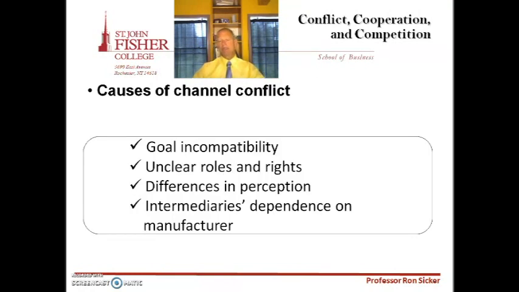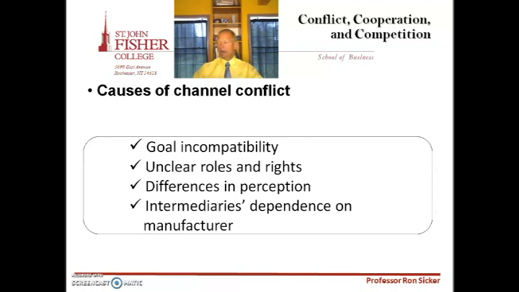So the cause of channel conflict is usually goal incompatibility. Someone wants to make more money than the other, or someone says, listen, I can take a lower margin and I'll sell more. Then there are unclear rights. And that's why Budweiser is extremely clear about what a distributor can and cannot do, and if you don't adhere to what they're doing, they will pull it. Differences in perception: who's doing what, who's supposed to do what. And then finally, dependence on the manufacturer. The more dependence the intermediary has on the manufacturer, the more they're going to adhere to their rules. The less dependence, the less they're going to adhere to their rules.